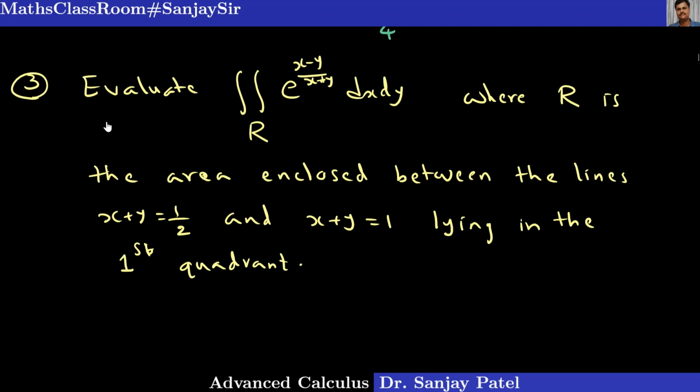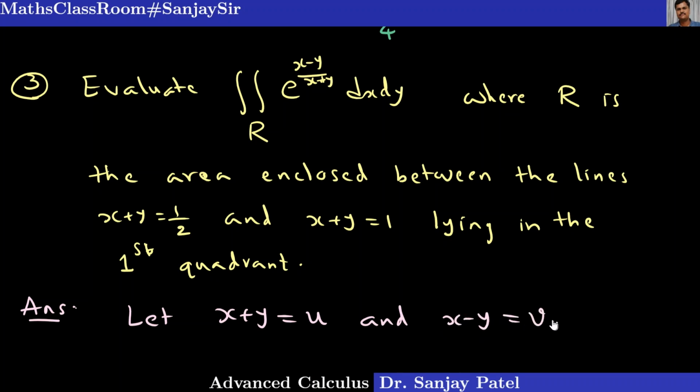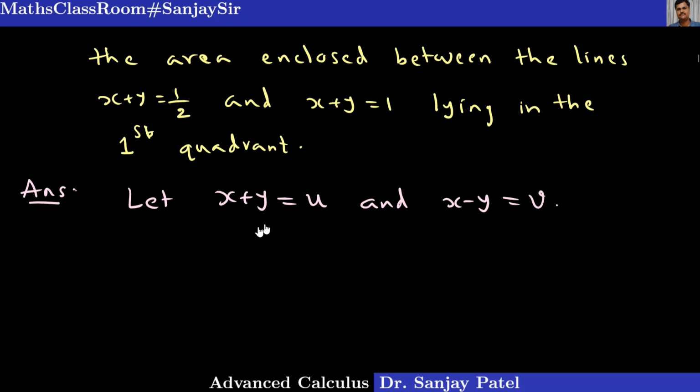So let us solve this. Again, in this problem, you can see that x plus y appears at many places. So let me take some substitution for this x plus y. I start with the substitution x plus y is equal to u, and I'm taking x minus y is equal to v. What I want to do is change the two variables x and y into new variables, so that this integral becomes simple. Now you can take anything, say x minus y is equal to u and x plus y is equal to v. The next step is we try to express x and y in terms of u and v.